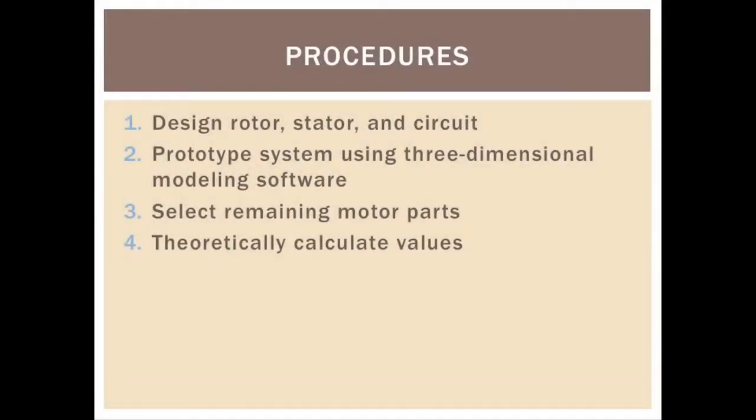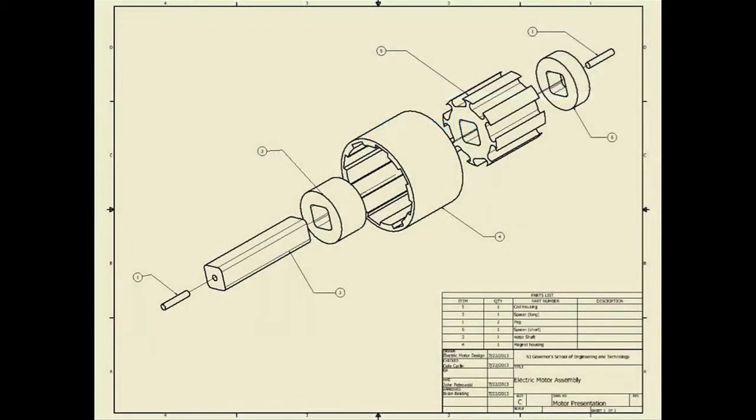So there are 4 main steps that we went through over the duration of our project. The first step was designing our rotor, stator, and circuit. The image that you are seeing before you right now is a technical diagram of the assembly of our rotor and our magnet housing. Every one of the parts up there was designed by the team, was created in a 3D modeling program, and then prototyped on the 3D printer. So we're going to talk in particular about parts 4 and 5, which are the magnet housing and the coil housing.